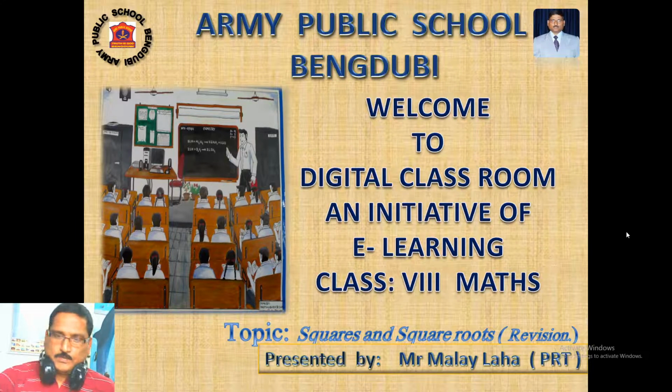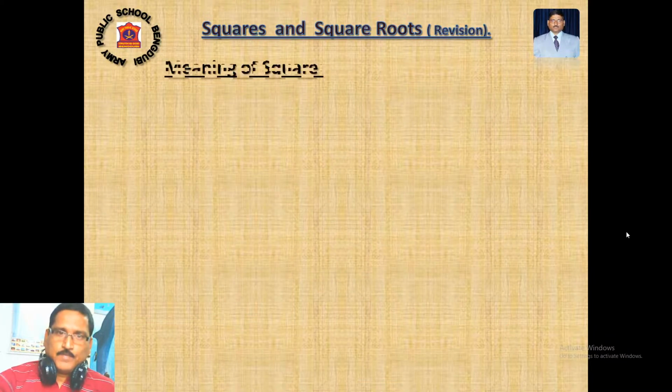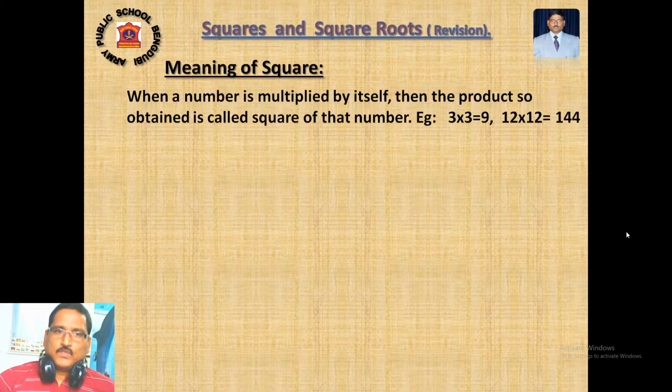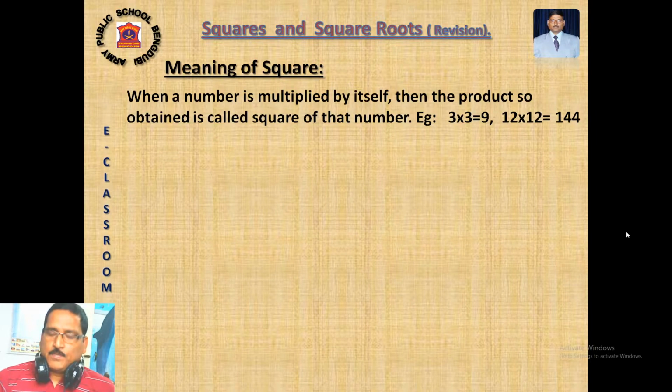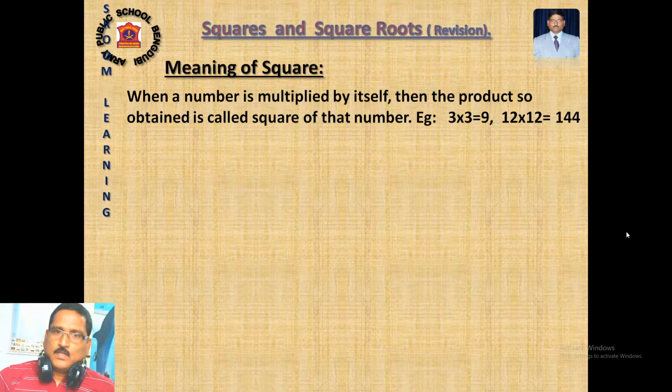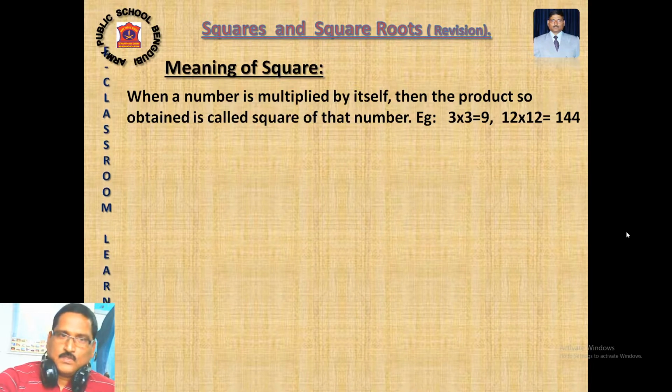Okay, let's see. Again, begins with square. Square is what? When a number is multiplied by itself. When any number is multiplied by itself, the product is called the square of that number. Any number, 3 into 3 is 9. So, 9 is the square of 3. 12 into 12 is 144. That is, 144 is the square of 12.